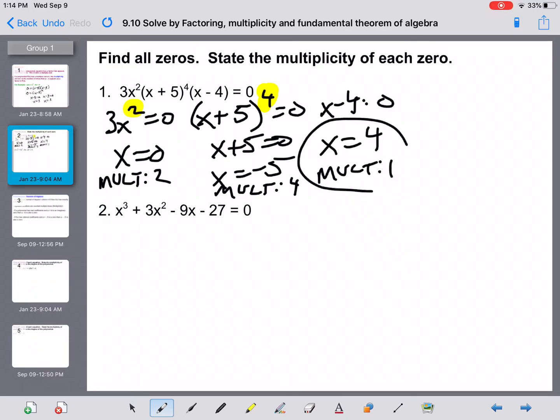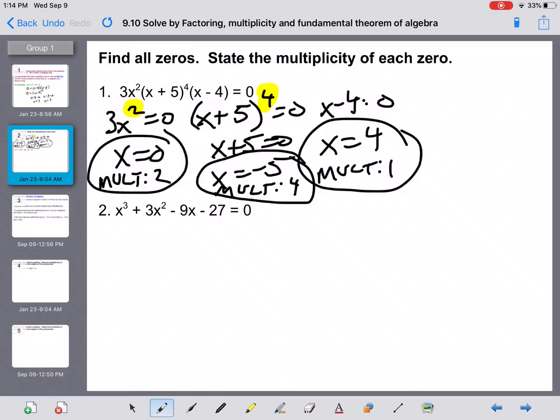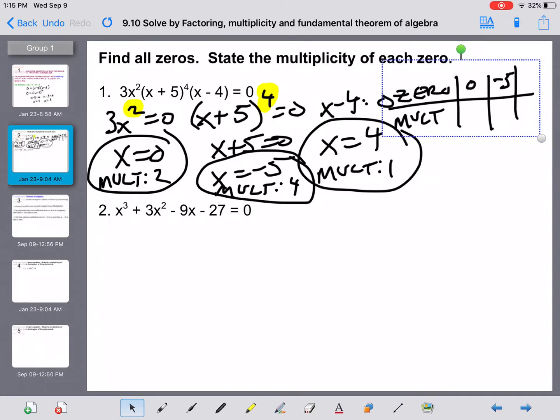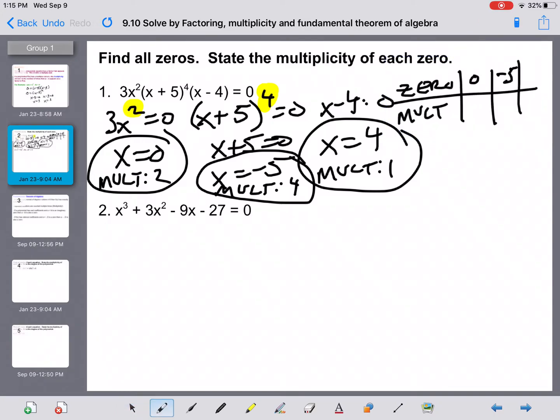So we could write it out this way for each root and write the multiplicity. An easier way or a more organized way could be to say we find the zeros and the multiplicity on the bottom. So we're going to say 0, negative 5, and 4. And so 0 occurs twice, so the multiplicity is 2. Negative 5 occurs 4 times, and 4 occurs 1 time. So we can write it either way. You don't have to do both.